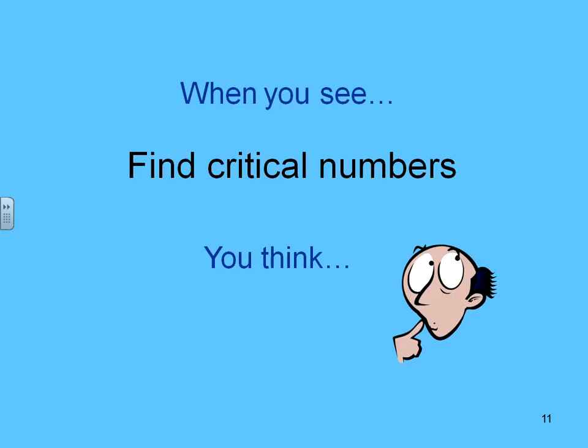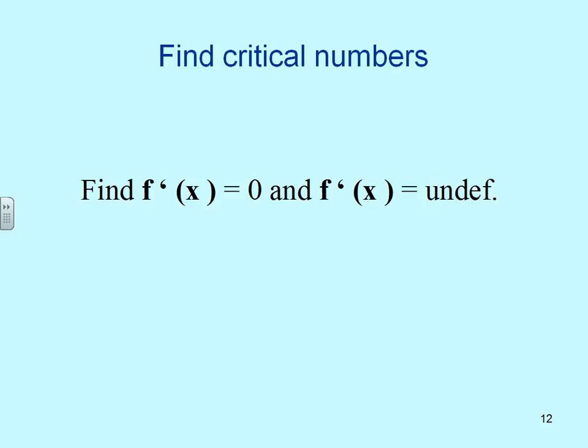How do you find critical numbers? Jonathan: where f prime of x equals 0. You got both of them. That counts: equals 0 or DNE. If it's a fraction, it's the top equal to 0 and the bottom equal to 0.